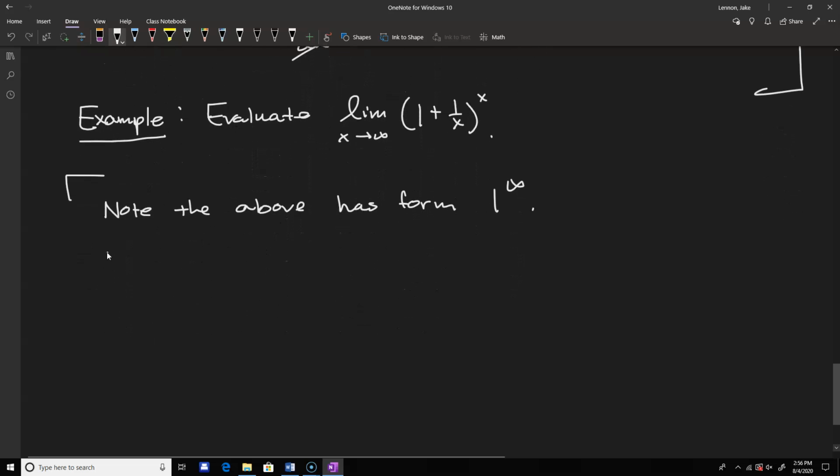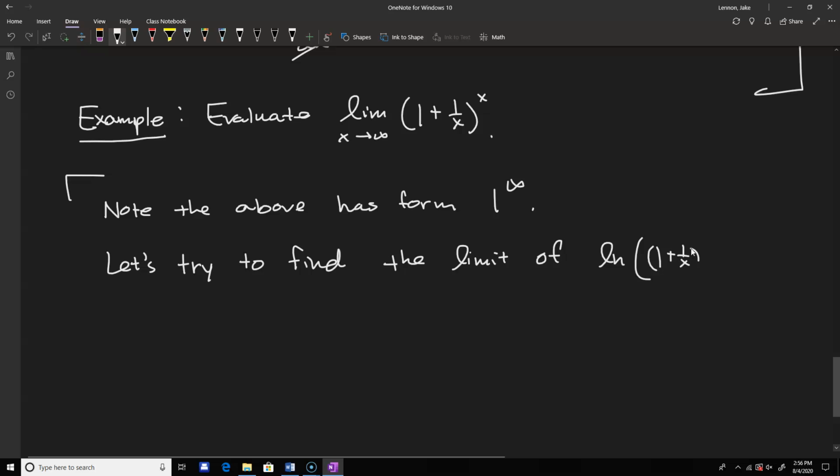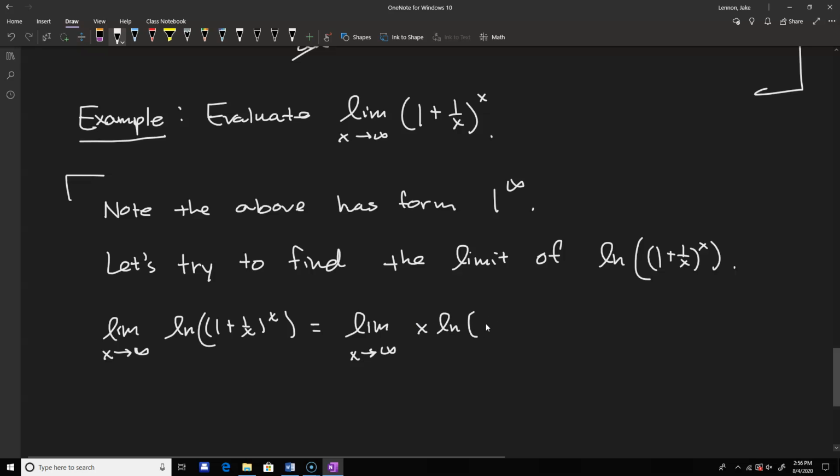So let's try to find the limit of the natural log of the quantity. And then if we know that, we could exponentiate by e and get the limit that we're after. So the limit as x goes to infinity of the natural log of 1 plus 1 over x to the x. Okay, so by rules of logarithms, we can bring the x in the exponent out in front, so that's helpful. So the limit here is x going to infinity of x times the natural log of 1 plus 1 over x.